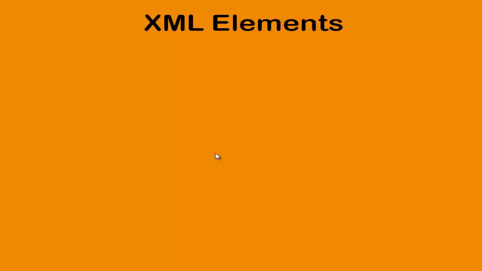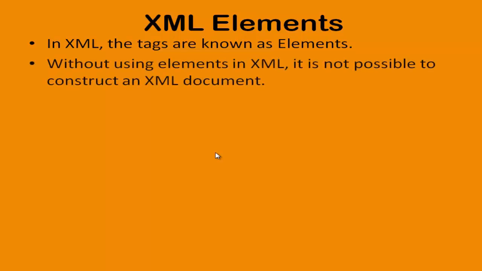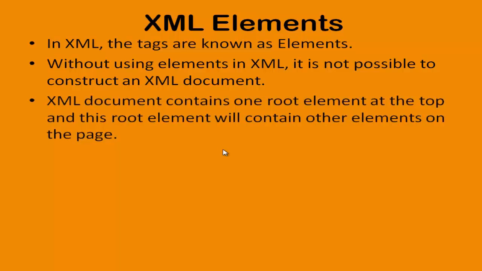XML elements. In XML, tags are also known as elements. So hereafter in our session we are not going to call them a tag, we are going to call them an element. Without using elements in XML, it is not possible to construct an XML document. So please remember, if you are going to construct your program, you have to use them. Without them, you cannot construct your XML program. An XML document contains one root element, as I said. This root element contains all other elements present inside it. If you are not nesting the other elements inside the root element, it is a big issue and a big error.